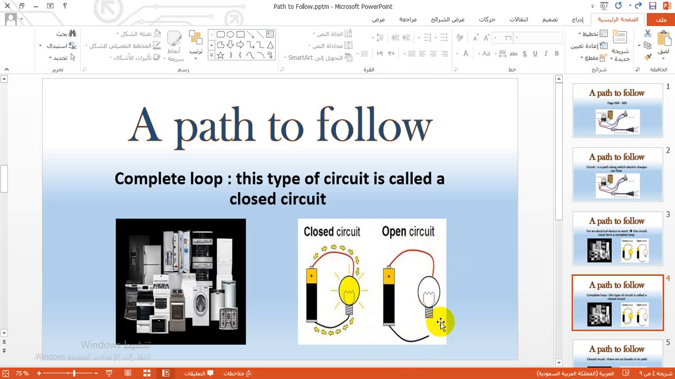Why is it disconnected, guys? Because it's open from here. The closed one will help the electric charge to move easily, to flow through the path here.